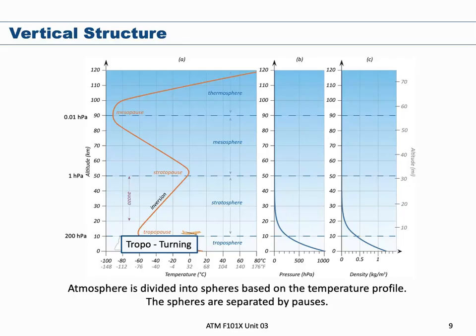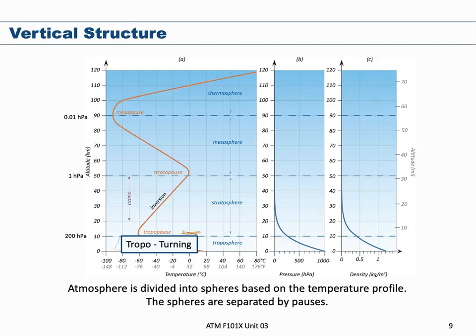As we move vertically through the atmosphere, the temperature falls, rises, falls, and rises again. In contrast, the density and pressure fall steadily. In the layer closest to the ground, the temperature falls with altitude, and the atmospheric motions allow the air to turn over. Hence, the region is called the turning sphere or troposphere.